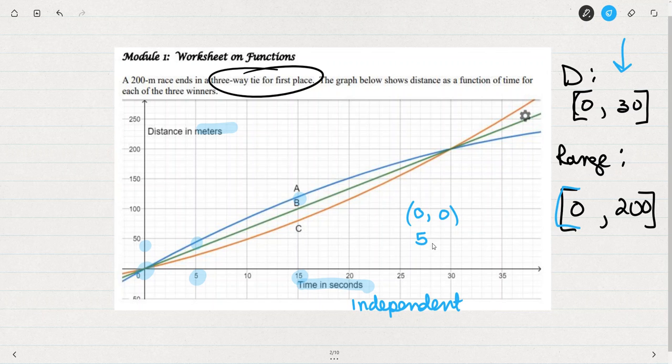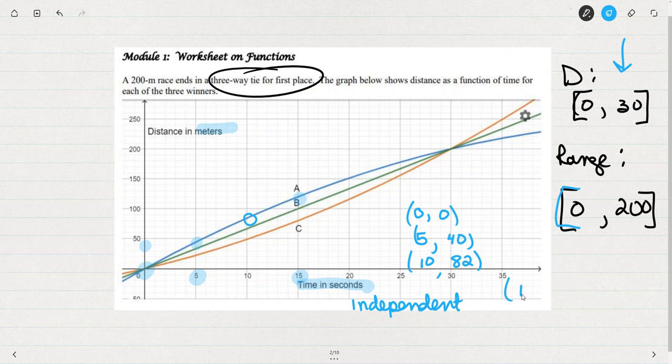When the runner had hit 5 seconds, we can see that the blue runner A had gone 40 meters. At 10 seconds, runner A had gone, it looks to me like it's just above the 80 mark, so I'm going to call it 82.